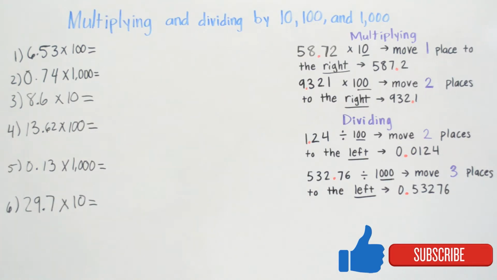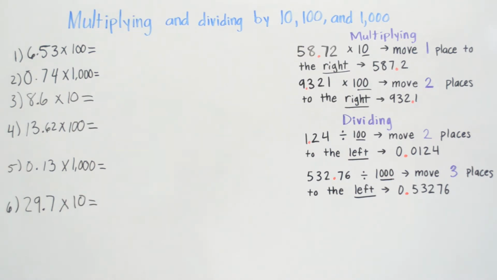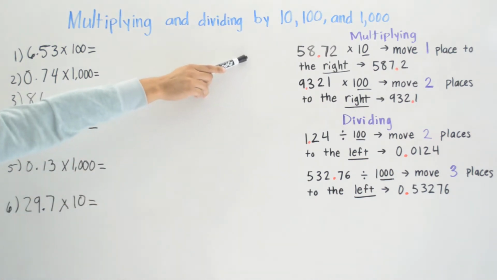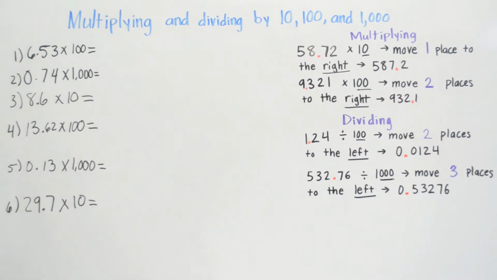In this video, we're going to be working on multiplying and dividing by tens, hundreds, and thousands. On the right hand side, you can see an example I wrote. It says multiplying. It has 58.72 times 10. If you're multiplying it only by 10, you're only moving it by 1. You're moving the decimal to your right only one time.